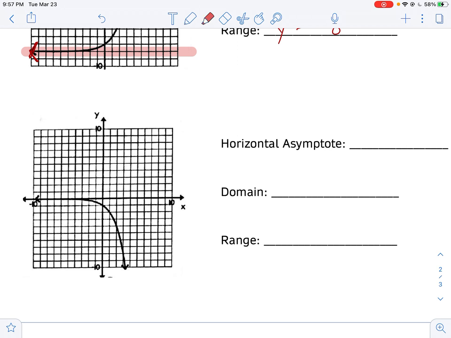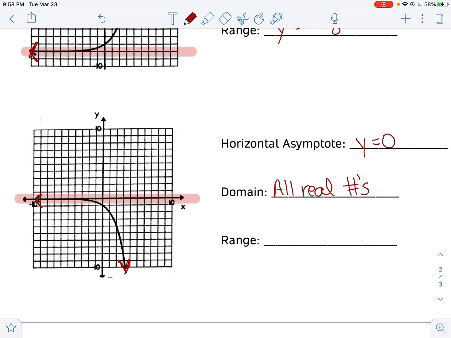The horizontal asymptote is where it starts to flatline. So it looks like it's starting to flatline right here on that x-axis, which means it's y equals 0. The domain, again, we have arrows. So it is all real numbers. And the reason I'm saying arrows is because sometimes if it has endpoints, open circles or closed circles, then it's not going to be all real numbers. So we have to keep that in mind.